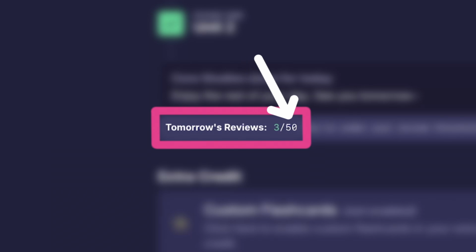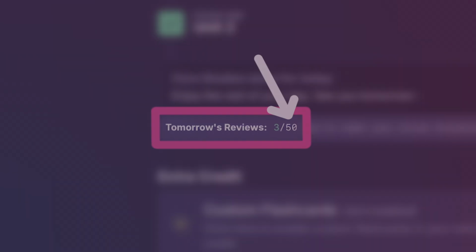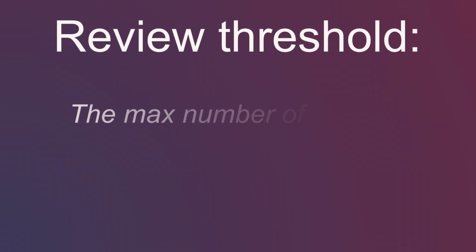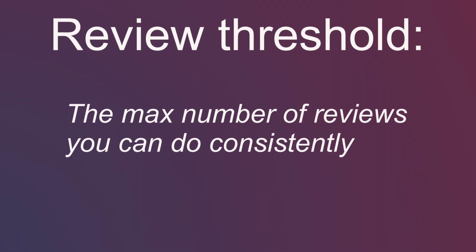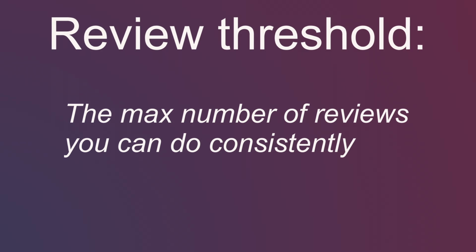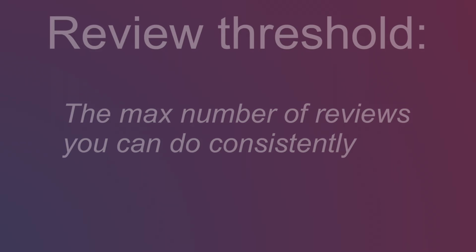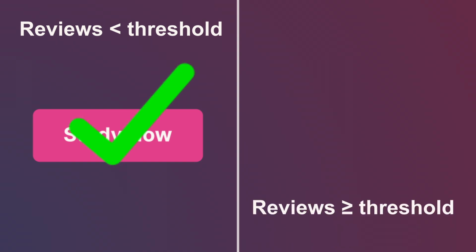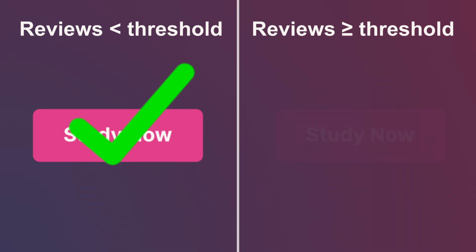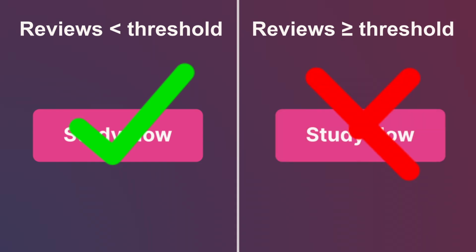And you'll see another number right next to that. For me, it's 50. That 50 is my review threshold. The review threshold helps make your average study time in NativShark more consistent by trying to prevent you from being overwhelmed with too many reviews on any single day. Since my reviews to do tomorrow are less than my threshold, I can click Study Now and start a new unit. If I was at my review threshold or over my review threshold, I would not be able to click Study Now to do a new unit because more new units would put me further over the review threshold.